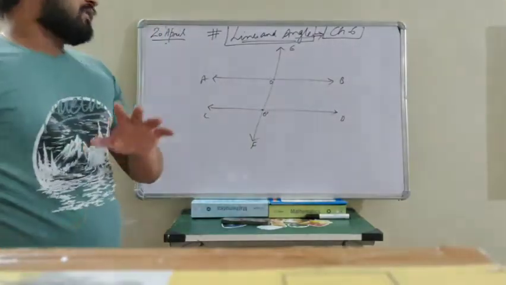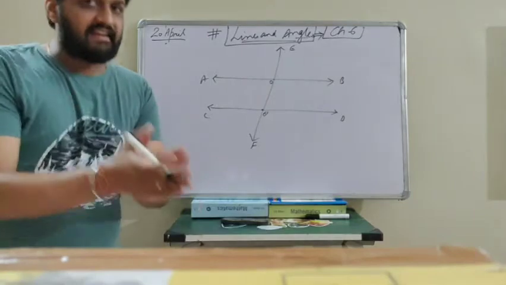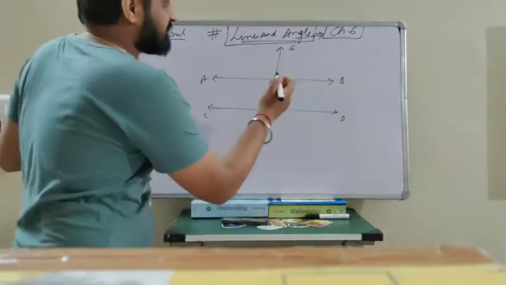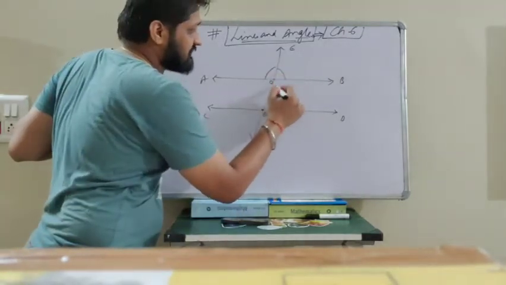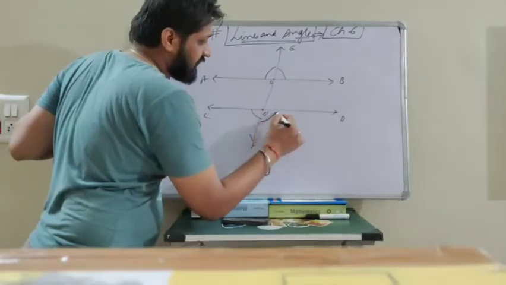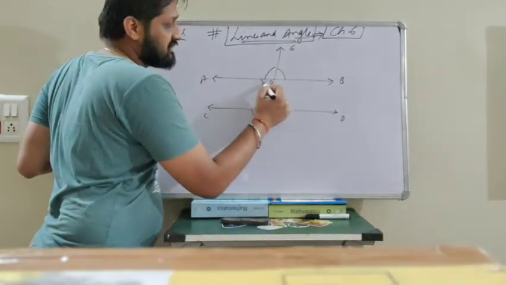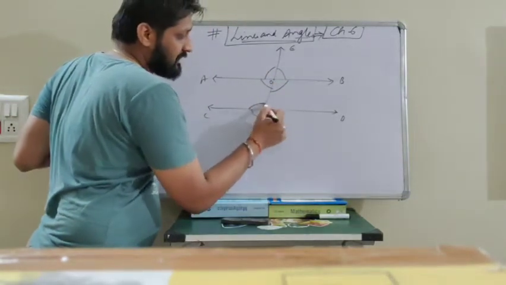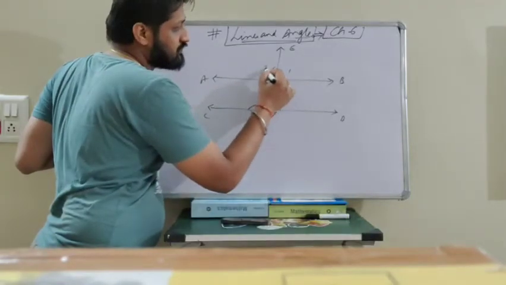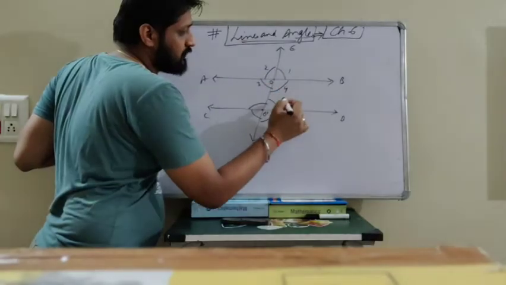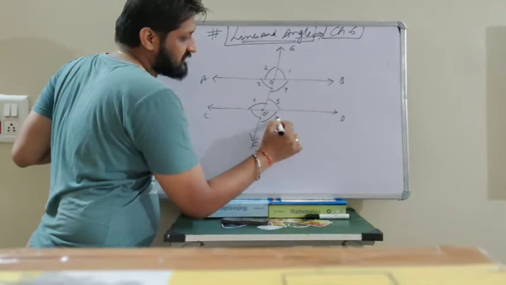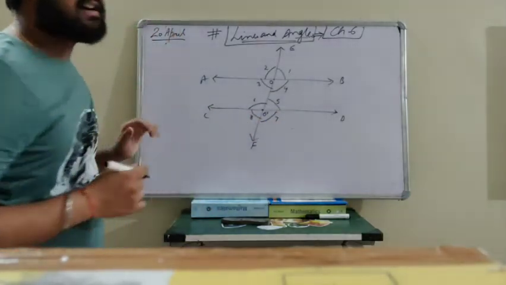Now let's start. First of all, we have to know what we mean by the interior angles and the exterior angles. The outer angles, all these angles, the outer angles, these 4 angles. You can mention them also. 1, 2, 3, 4, 5, 6, 7, and 8. Total 8 angles are there.